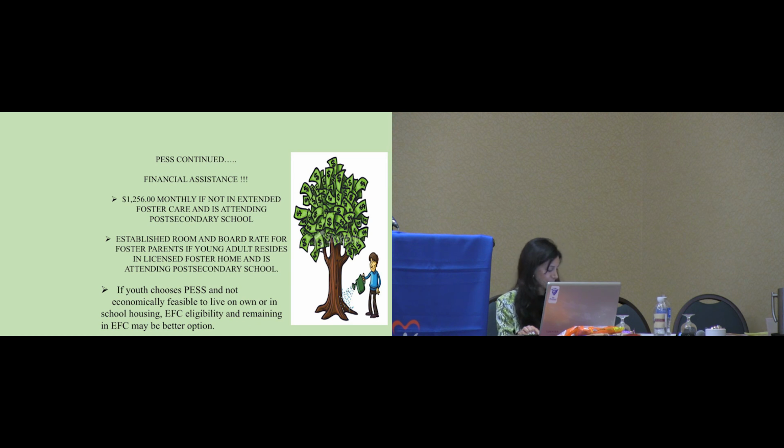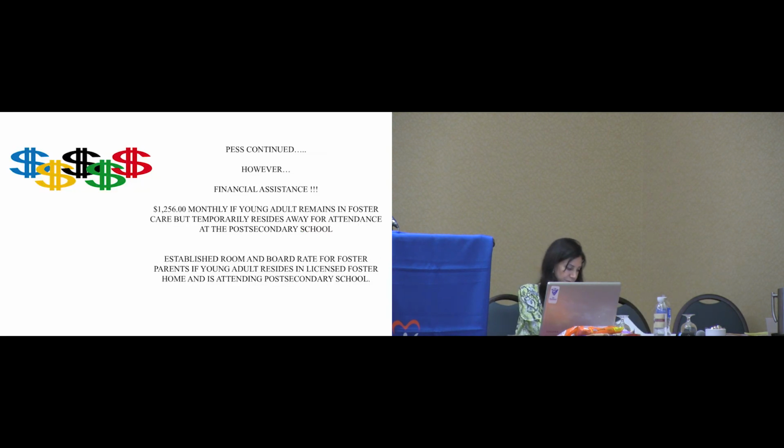Don't forget to counsel them on this issue. It's rough out there. $1,256 monthly if the young adult remains in foster care but temporarily resides away for attendance at the post-secondary school. So they can go away to school too. Established room and board rate for foster parents if the young adult resides in a licensed foster home and is attending post-secondary school.